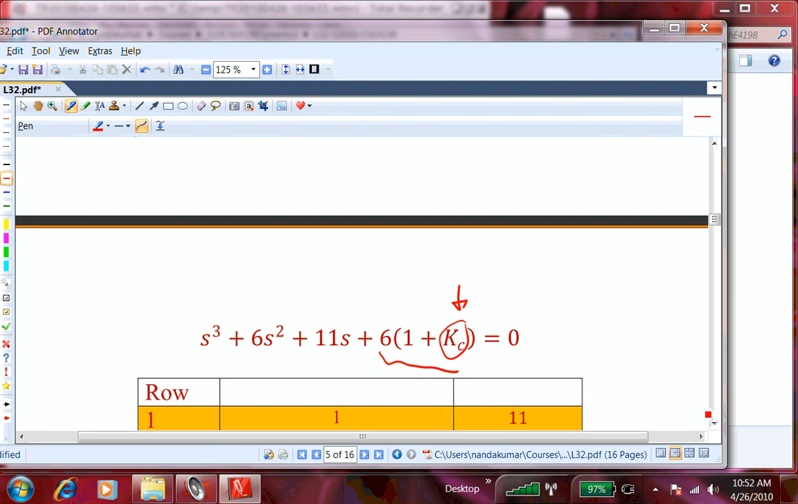You can solve it analytically. MATLAB has another function called solve, which is a symbolic solution. I will illustrate that later on. Okay? But let's do it by hand, then we'll do it by MATLAB.